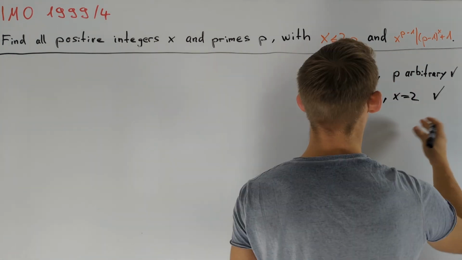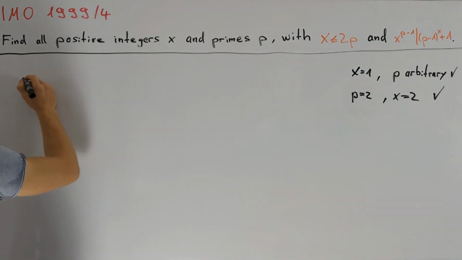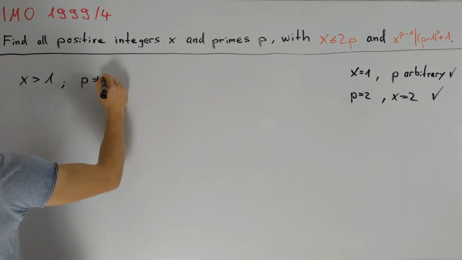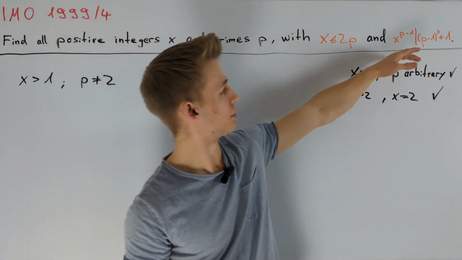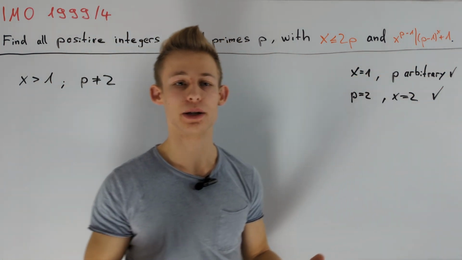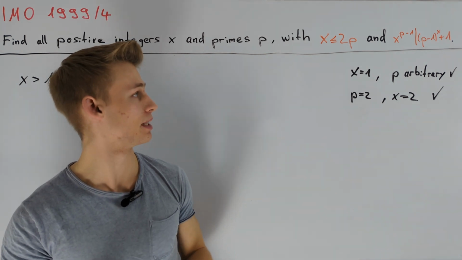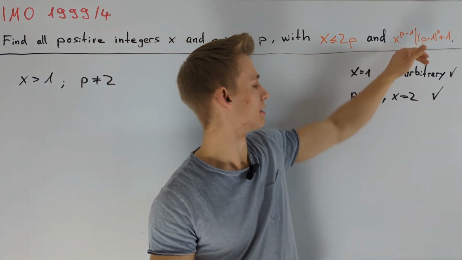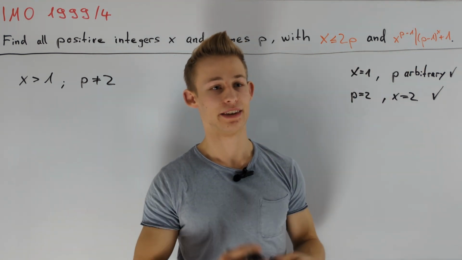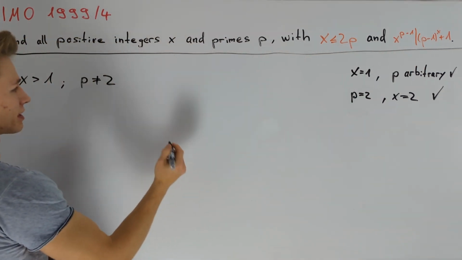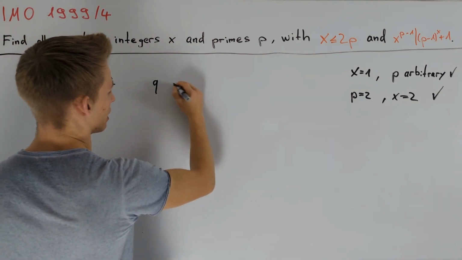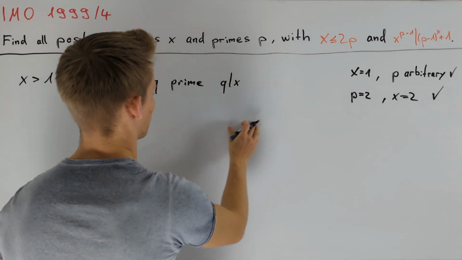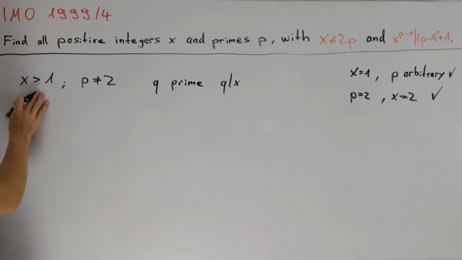Now we are ready to deal with the general case that x is greater than 1 and p is not equal to 2. We want to use this condition in a clever way. Normally, when using divisibility arguments, it's easier to deal with prime numbers. But x is not necessarily a prime number, and therefore it's a good idea to consider some prime number q such that q divides x, and we know that such a prime q exists because x is greater than 1.